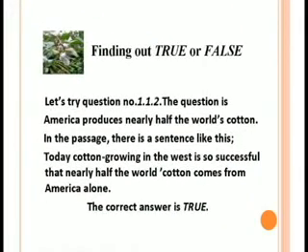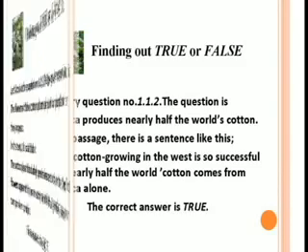Let's try number 2. The question is, America produces nearly half the world's cotton. In the text, you will find the sentence, today, cotton growing in the world is so successful that nearly half the world's cotton comes from America alone. Both sentences give you the same information. That's why the given statement is true.